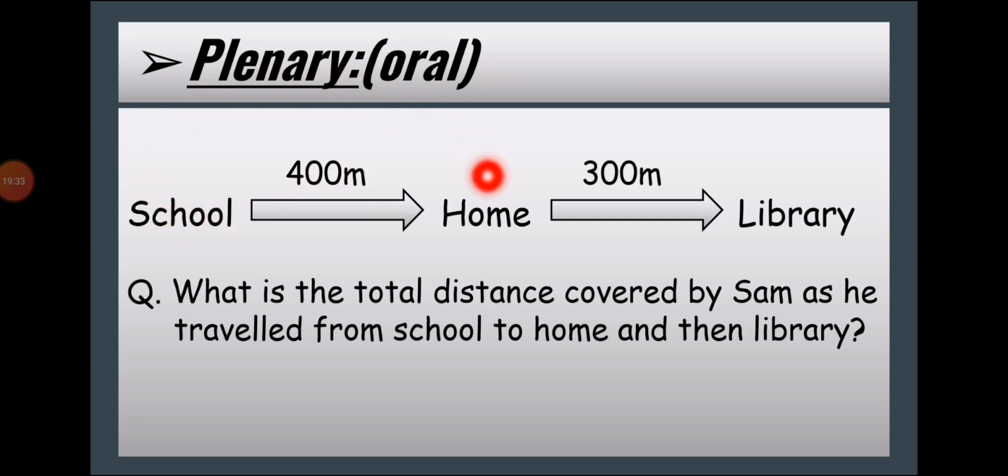So, from school to home, the distance is 400 meters. And from home to library is 300 meters. So, what we will do? We have to find the total. The key word is total. So, total distance covered. We have to add it. It's an addition question. We just add them.